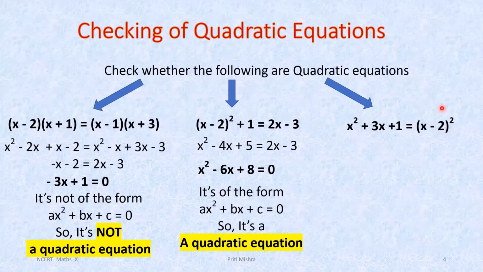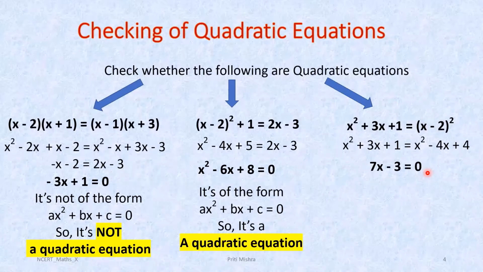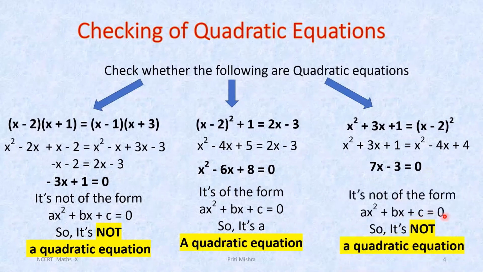Here again we need to use identity a minus b whole square. So it will be x square plus 3x plus 1 is equals to x square minus 4x plus 4. After shifting the terms from the right hand side to the left hand side, we are having 7x minus 3 is equals to 0. Again you can see it's not of the form ax square plus bx plus c is equals to 0. So it's not a quadratic equation, right? So this is the way how we can check a given equation is a quadratic equation or not.